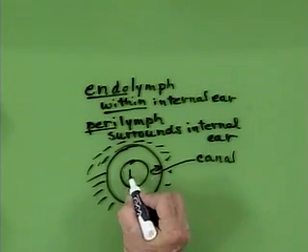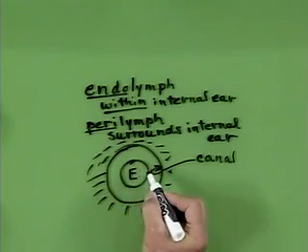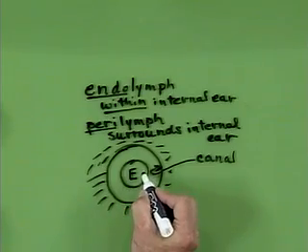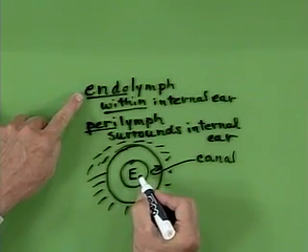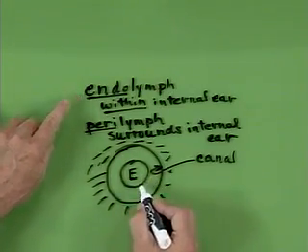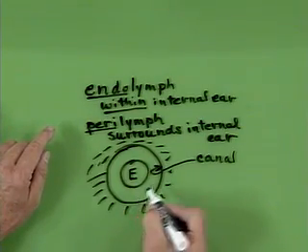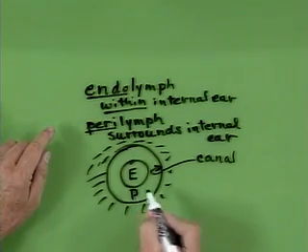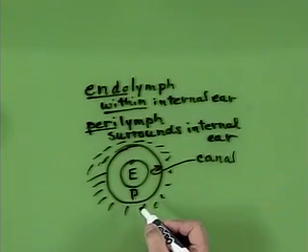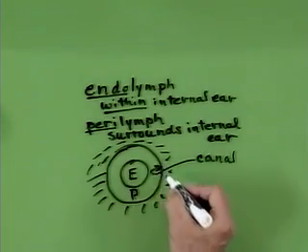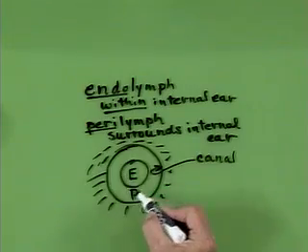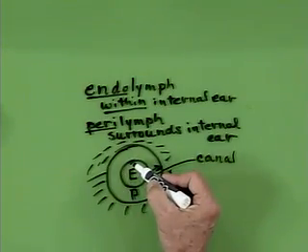I'm going to put a capital E in there to symbolize that the duct is a hollow tube filled with endolymph. And then between the duct and the canal, we have perilymph. So I'll put a capital P in there. So that kind of shows you the relationship. This space in here is filled with perilymph.